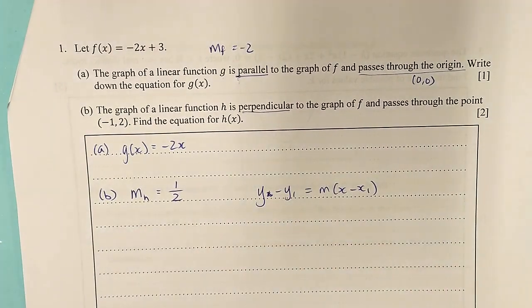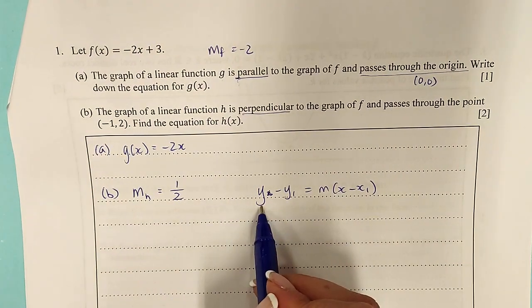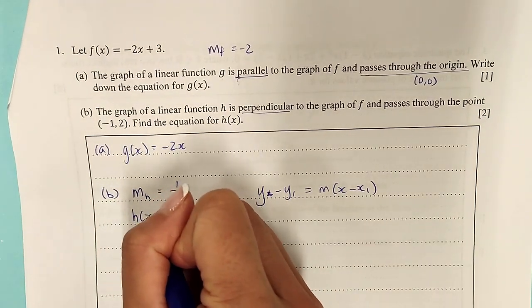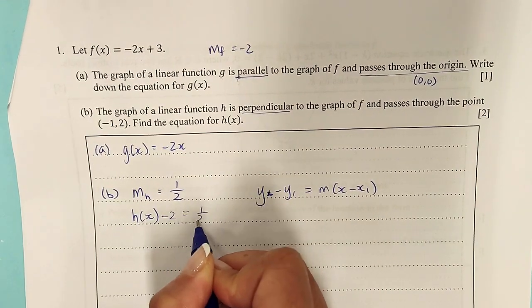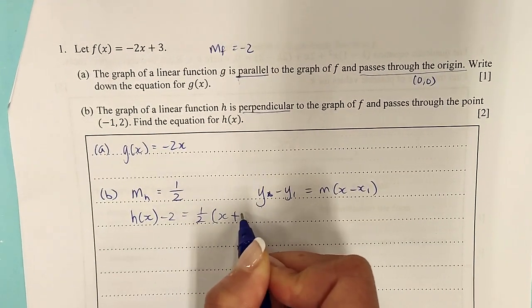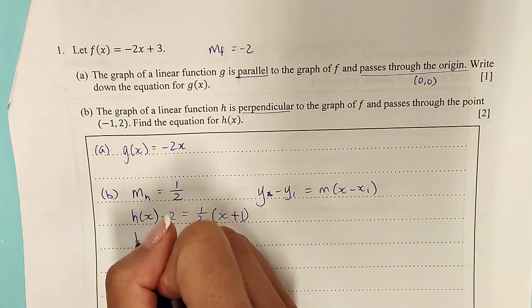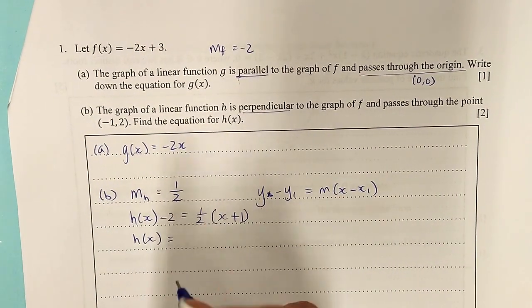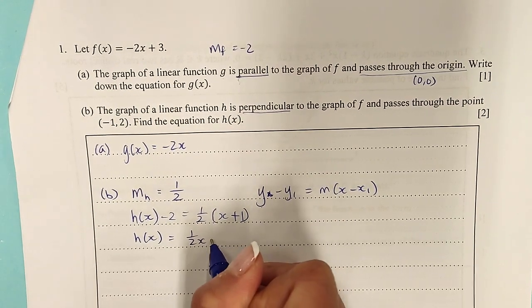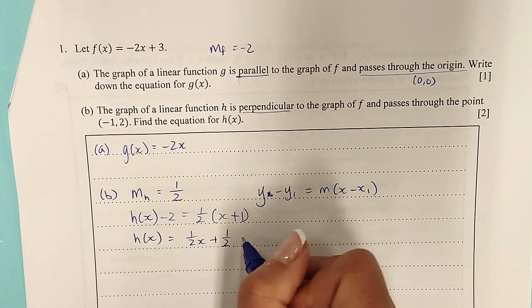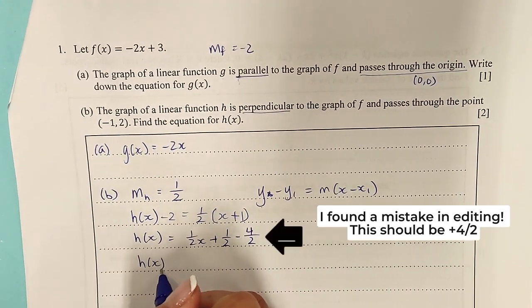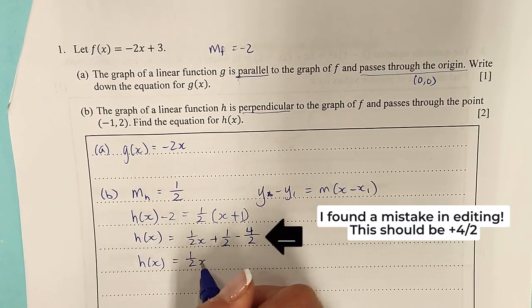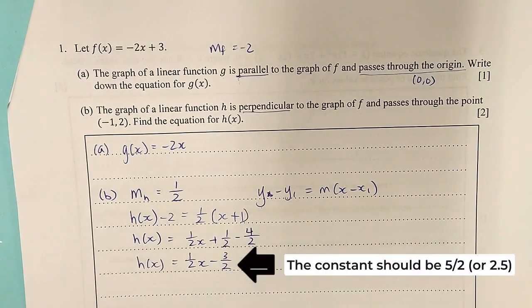Sorry, this should say y. So instead of y, we're going to use h of x. Our equation becomes h of x minus 2 equals 1/2 x plus 1. And we can rearrange this equation to solve for h. All right, that's question 1.